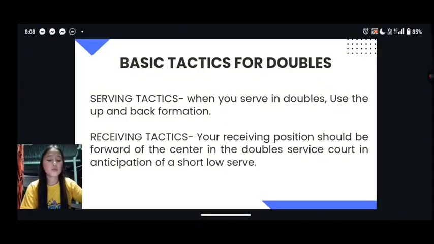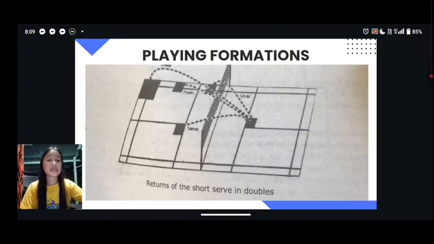When the serve is too low for you to attack, use either of two defensive tactics. Hit an underhand jump shot from either corner, but usually the one farthest from the server, or the underhand clear, which is more preferable to your opponent's backhand corner. Then, next are the returns to the short service in doubles, and the playing formation.